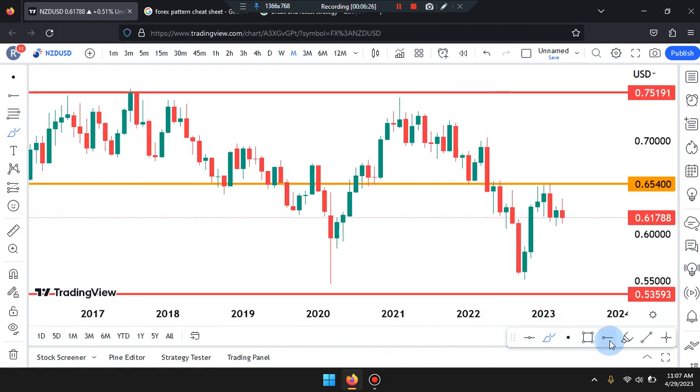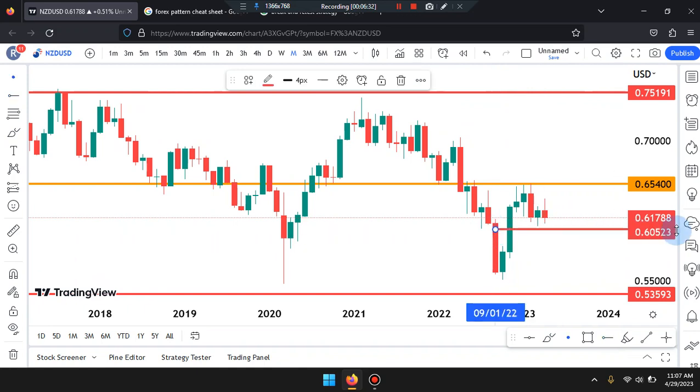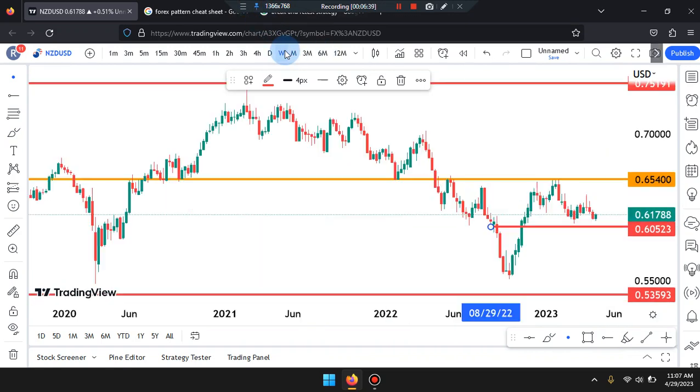If price action pushes down, it can tag the midpoint, as I said before, of that sixth to last candle of the market. So we will see if they're going to head down to 0.60523 and see if it's going to break. Now we're headed down to the weekly time frame.